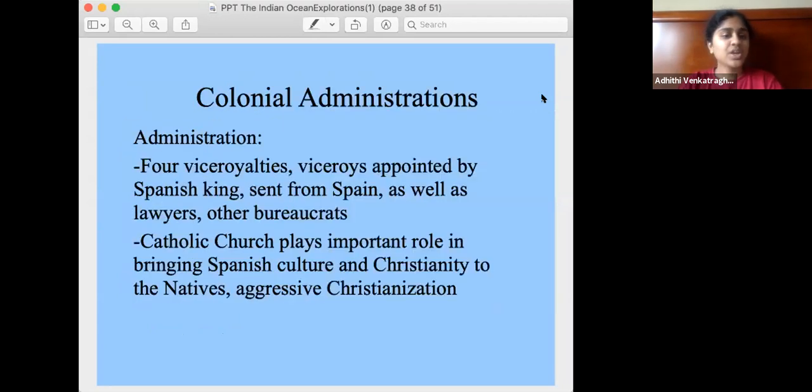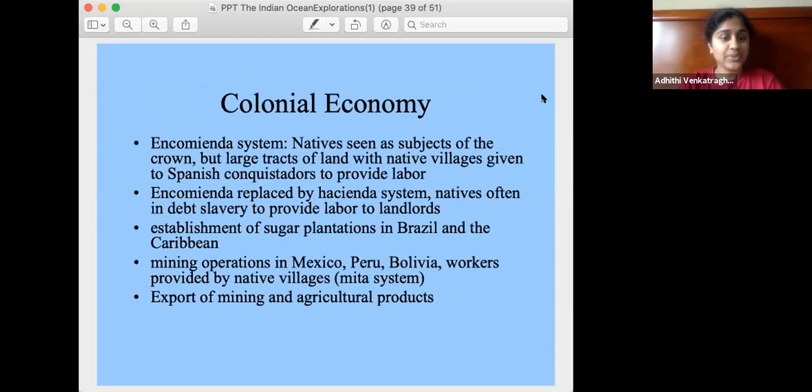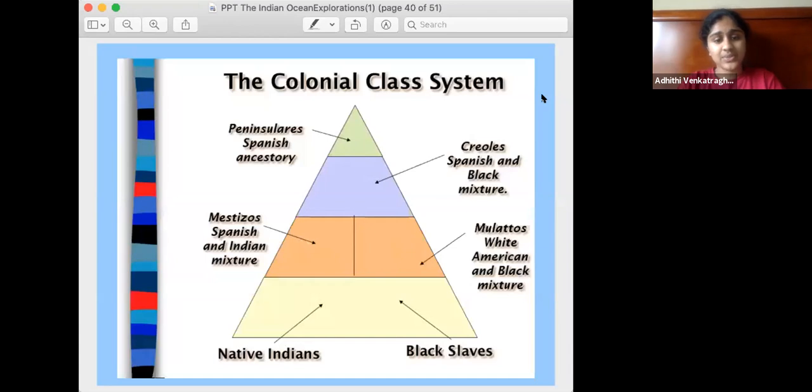Capture of Atahualpa. Colonial administration during this time was four viceroyalties, so viceroys were appointed by the Spanish king and sent from Spain, and the Catholic Church played an important role in bringing Spanish culture and Christianity to the natives, with aggressive Christianization and assimilation. The colonial economy had the encomienda system, which was soon replaced with the hacienda system, and the export of mining and agricultural products. The colonial class system, you can save this for later.